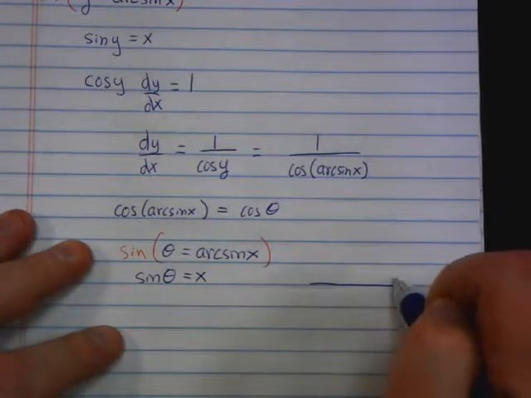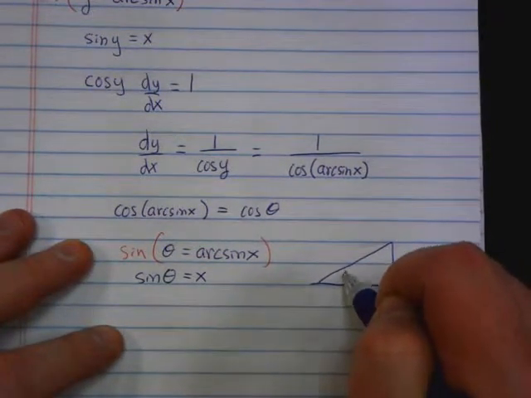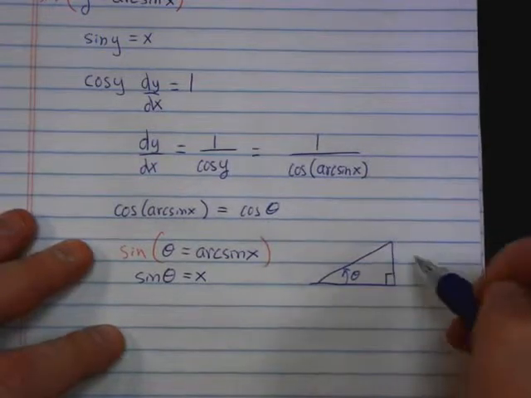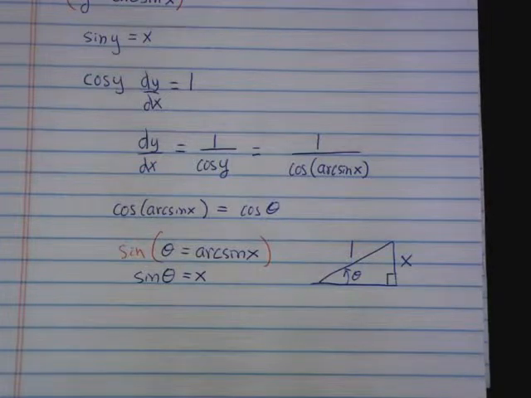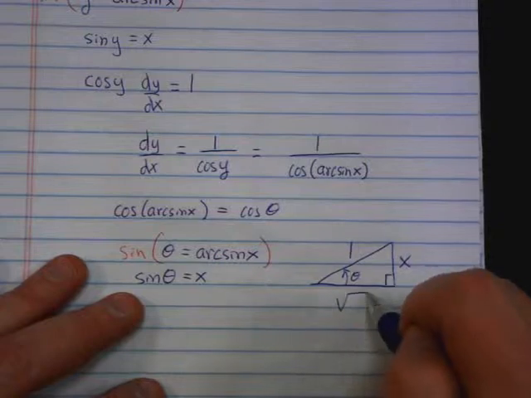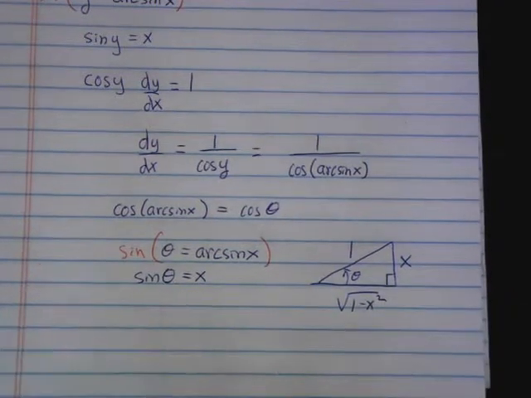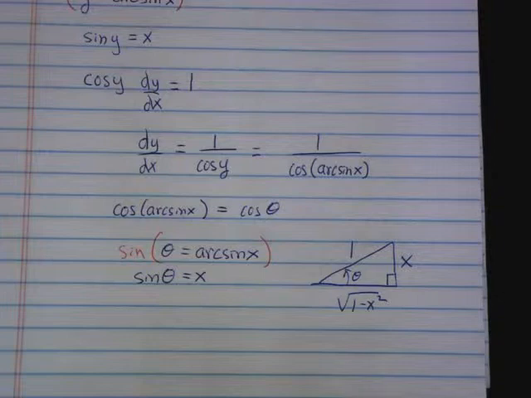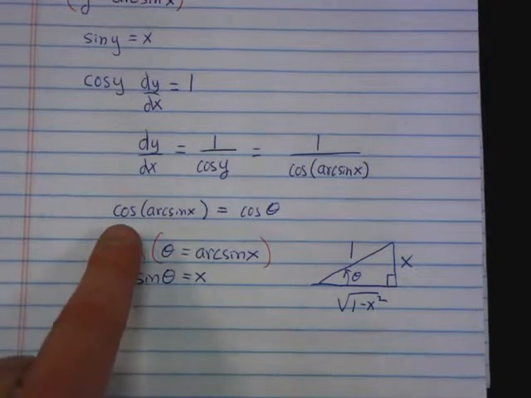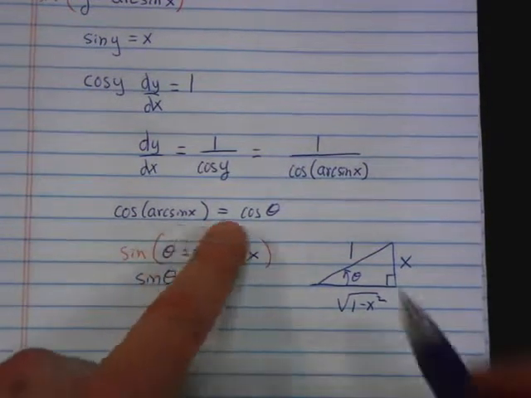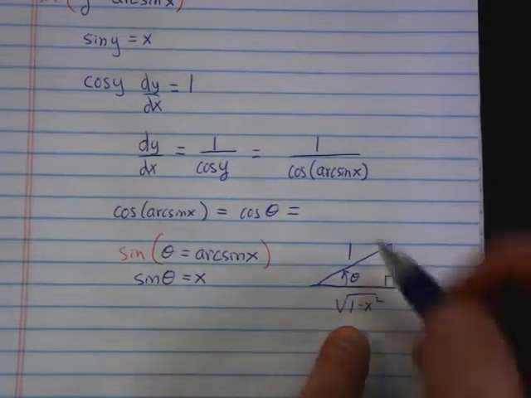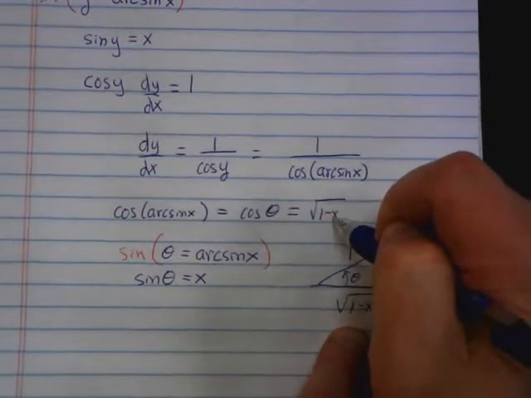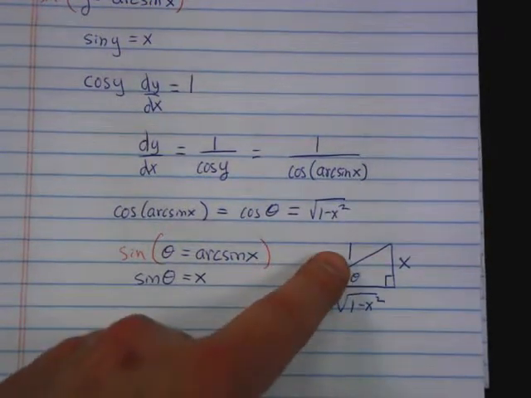I draw my triangle. There's theta. It's a right triangle. Opposite over hypotenuse would be 1. Think of x as being x over 1. Pythagorean theorem. This side is square root of 1 minus x squared. So what can I say about the cosine of the arc sine of x? It's equal to the cosine of theta, which is going to be square root of 1 minus x squared over 1.